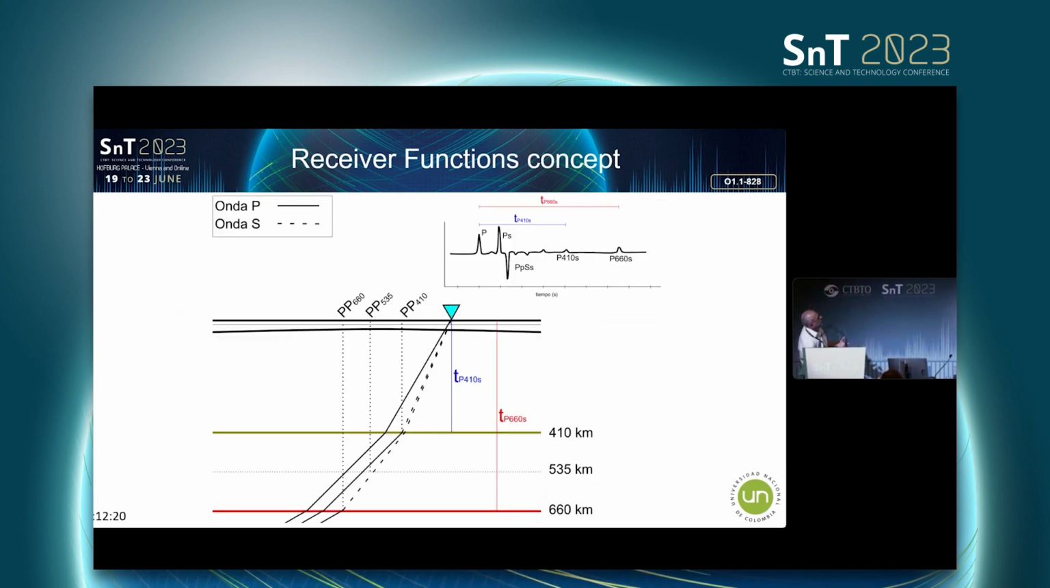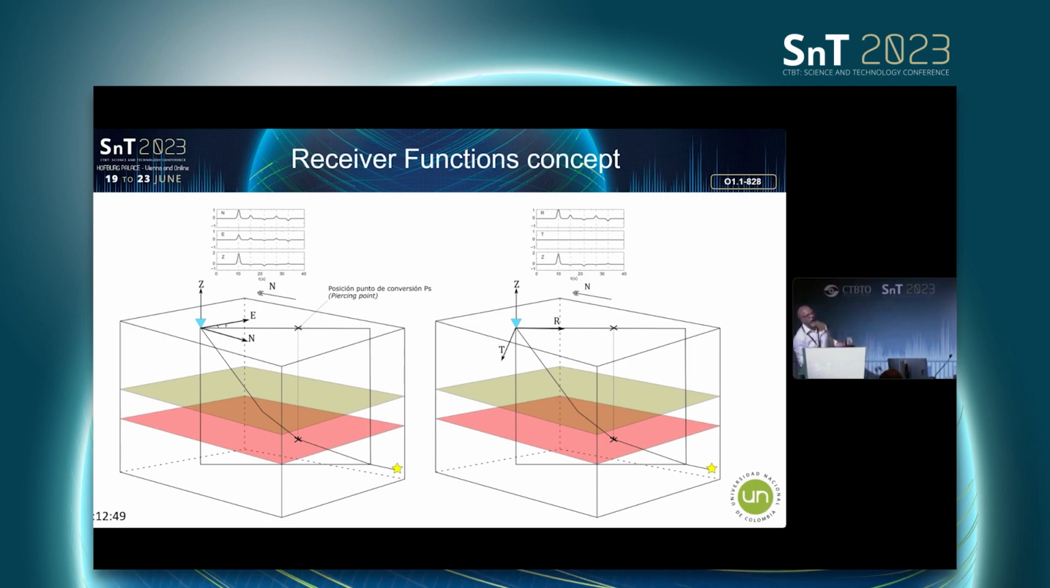Well, the rays do not always come in vertically, so we need to migrate them to estimate the most vertical scenario. And throughout this process, we also have the chance to estimate the piercing point, exactly where the rays are crossing these discontinuities. Here we have one example also.